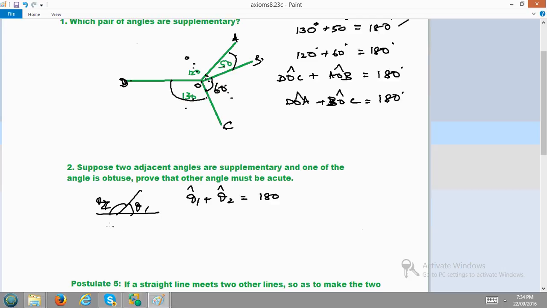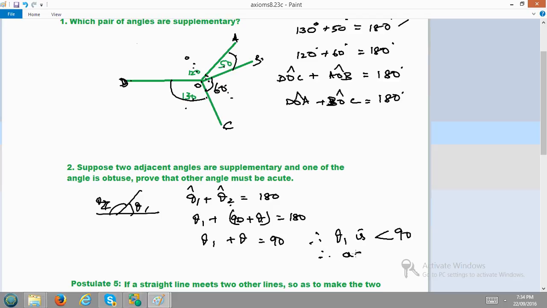It says one is obtuse. Let us take theta 2 as obtuse. Obtuse means theta 1 plus this obtuse angle, let us say it is 90 plus some theta, we don't know what it is, is equal to 180. So if you deduct 90, theta 1 plus some theta equals 90. Transposing, therefore theta 1 is less than 90, therefore an acute angle.